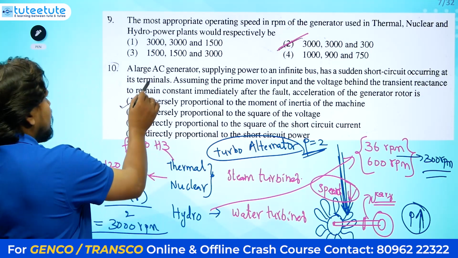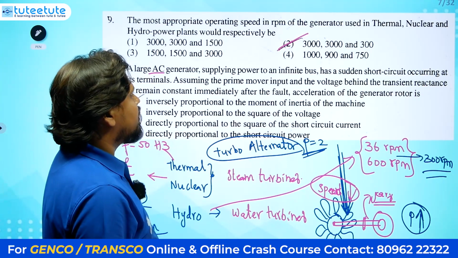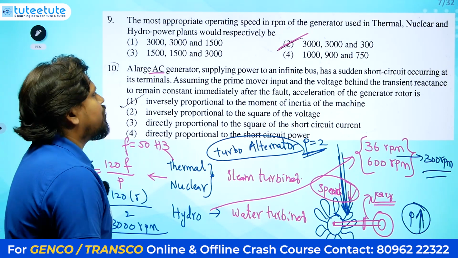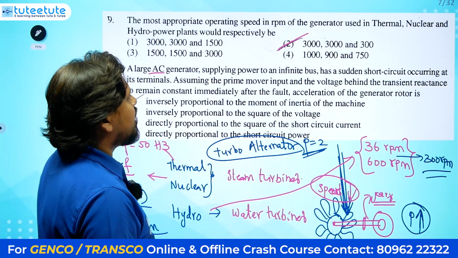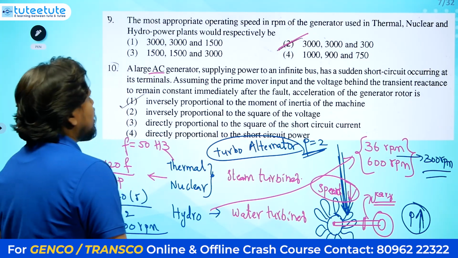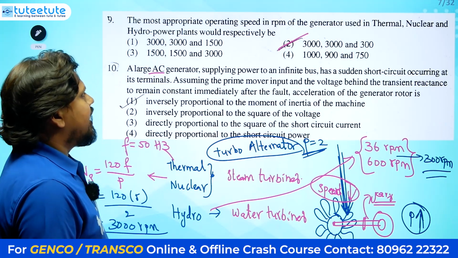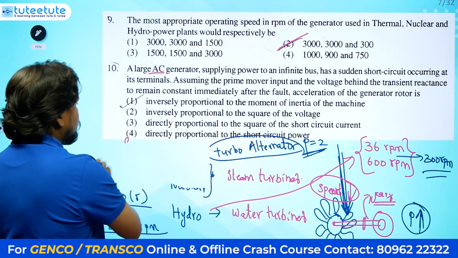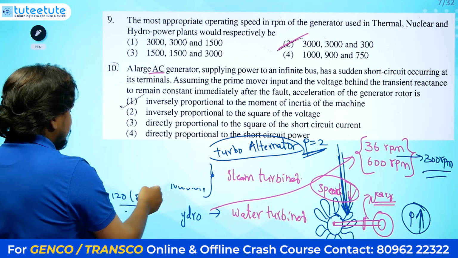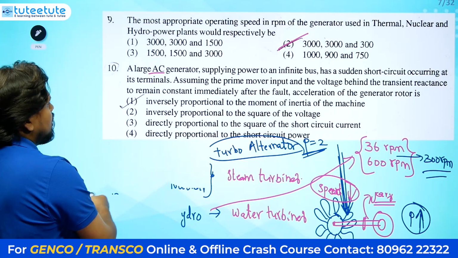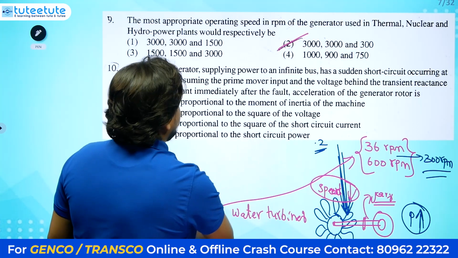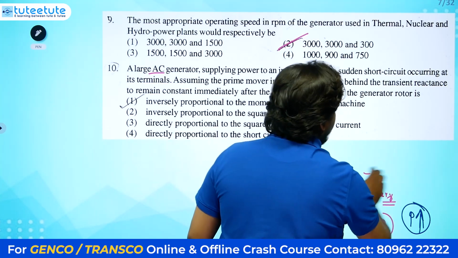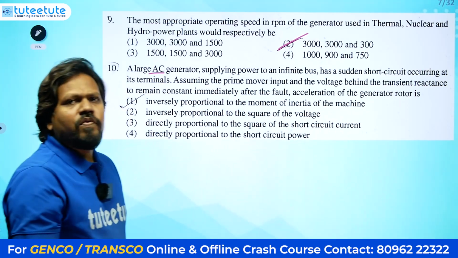Next one: a large AC generator supplying power to an infinite bus has a sudden short circuit occurring at its terminals. Assuming the prime mover input and the voltage behind the transient reactance to remain constant immediately after the fault, the acceleration of the generator rotor is... This question is lengthy, but we need to understand a simple thing. It is a large generator, and we need to understand what happens whenever the fault is happening.